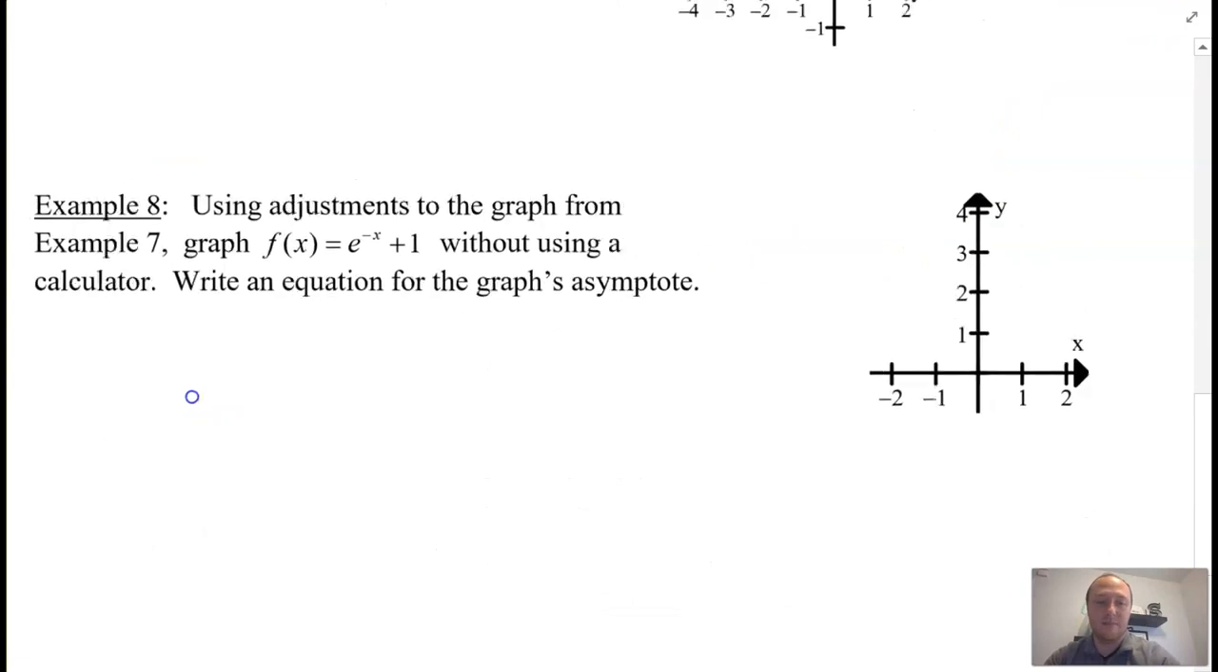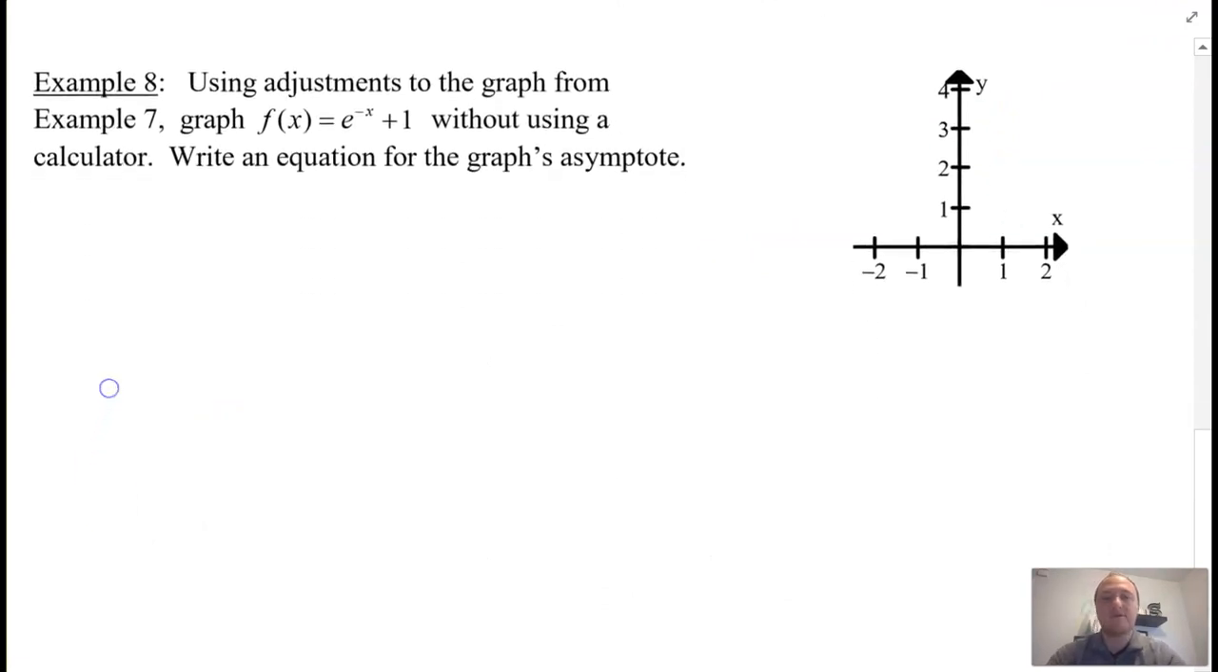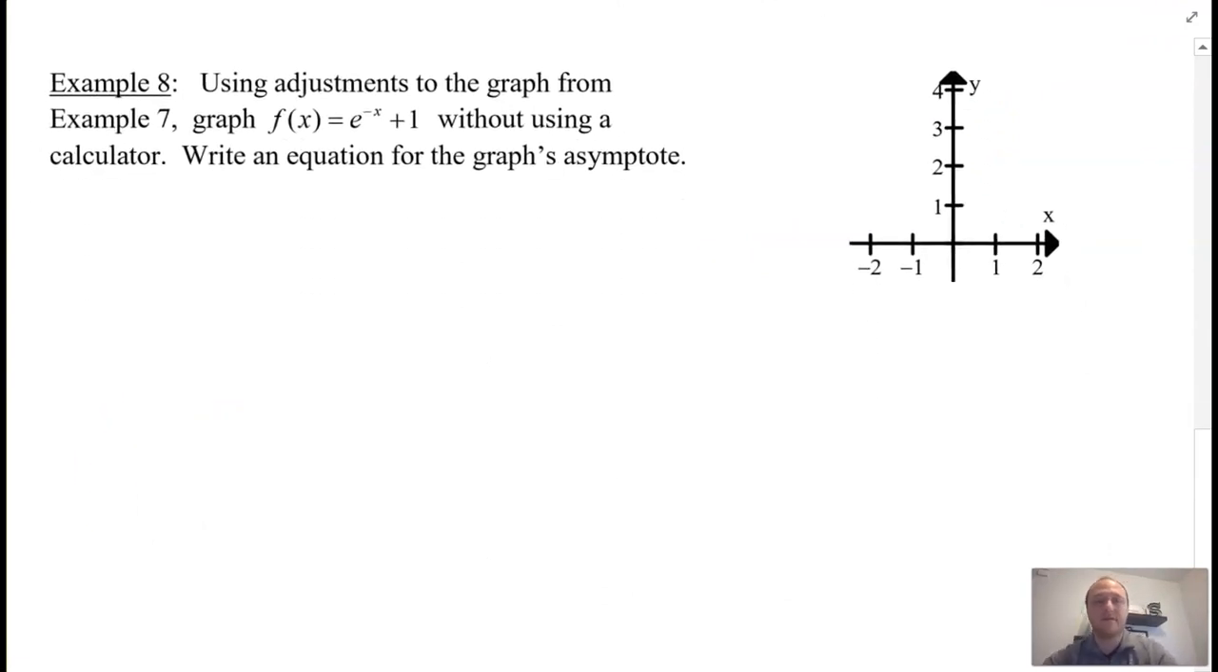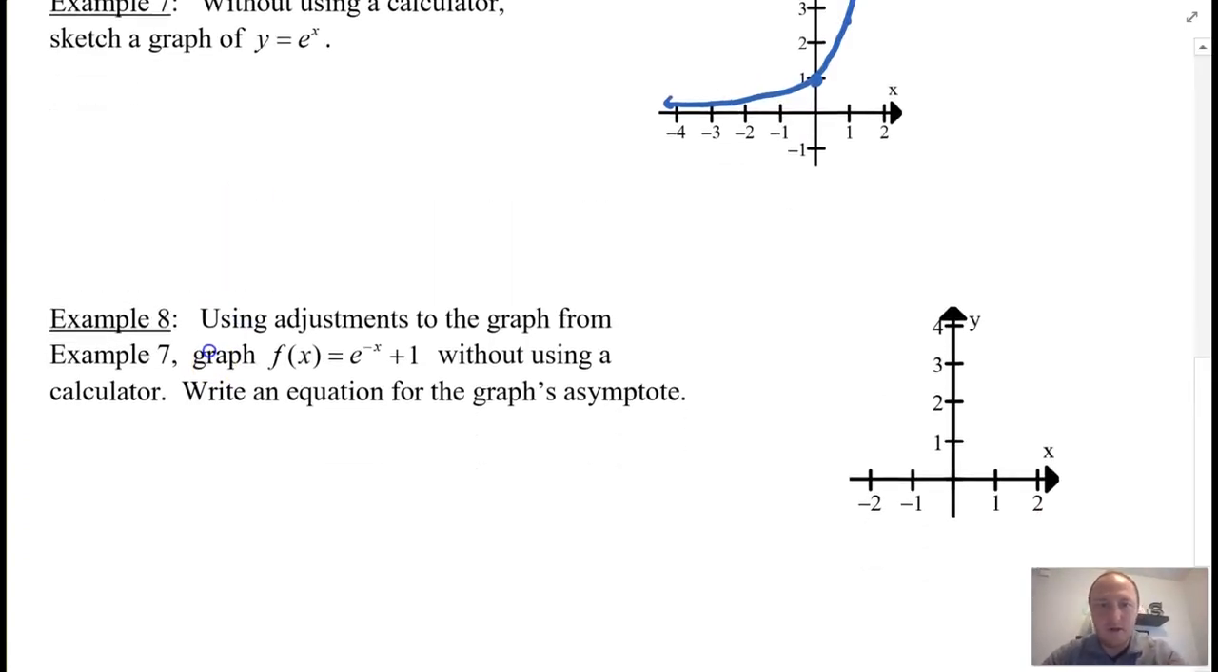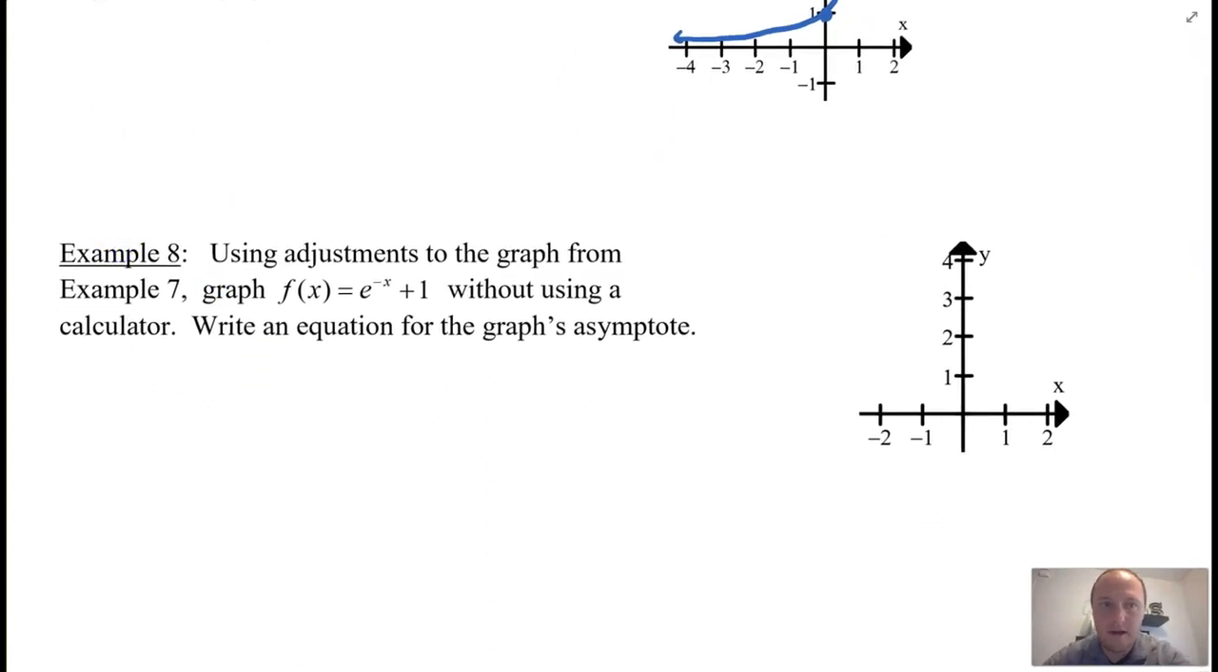All right, example 8. It says, using adjustments to the graph from example 7, graph f of x equals e to the power of negative x plus 1 without using a calculator. I'll graph these in stages for you so you can refresh your memory. So here is y equals e to the x. I'll write that down here. So y equals e to the power of x.